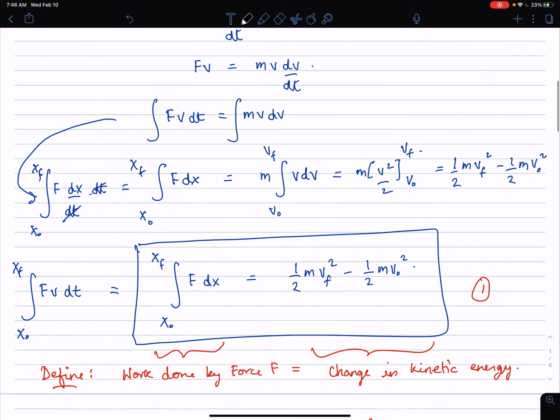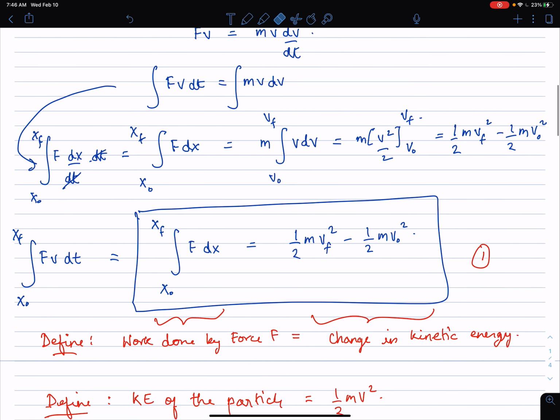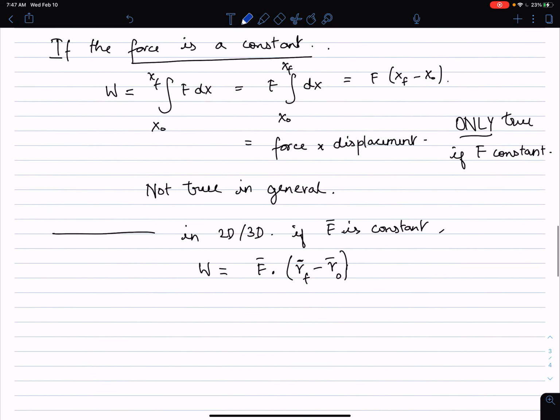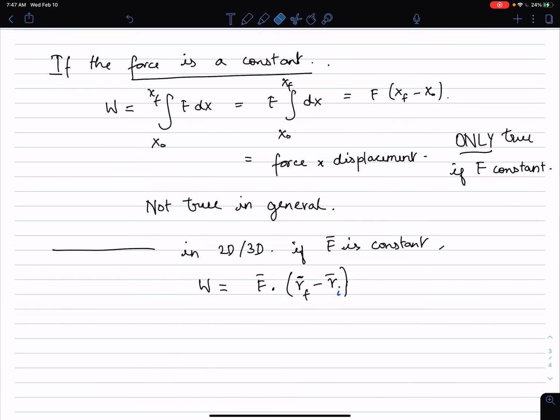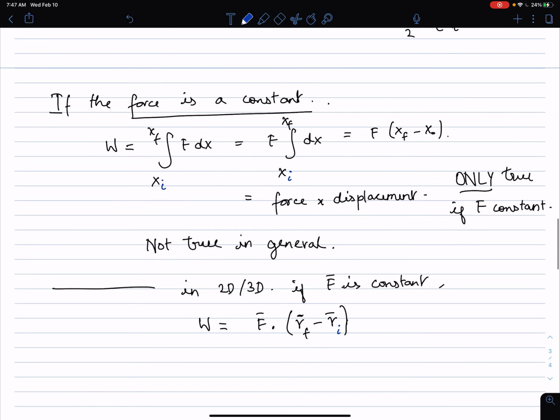Okay, any questions so far? So I'm going to change the notation ever so slightly here. Instead of saying x naught, v naught, and so on, I'm just going to say x initial, I for initial. Okay, I'm just going to make that I there. Everything else is fine. And I'm going to make this I. Any questions so far? So this is true if force F is a constant.